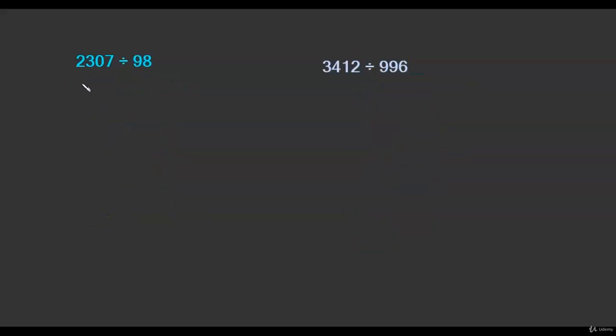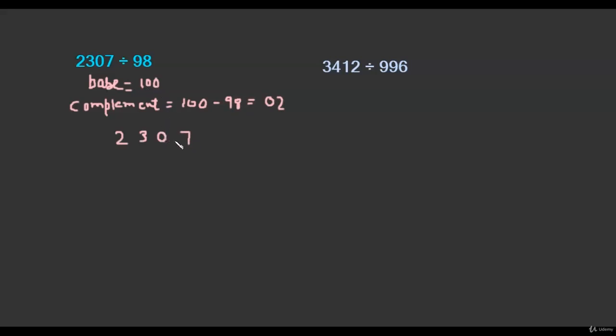Now let's try with a 2-digit number. Now here 98 is the divisor. Because 98 is a 2-digit number, the base will be 100. Hence the complement will be 100 minus 98, that is 02. Now this time the base is 100, so we will separate 2 digits from the last.